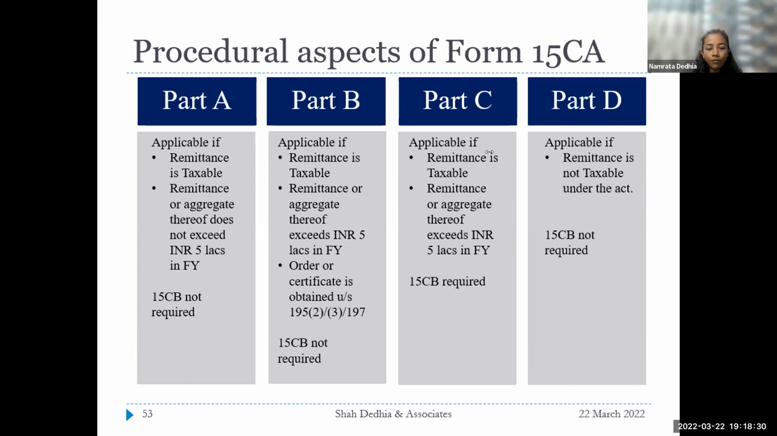I'll take a couple of questions here relating to 15CACB rather than go on with the remaining portion of the presentation. So if we are making payment to a non-resident by credit card, whether we are required to file 15CA, assuming there is no TDS deductible.